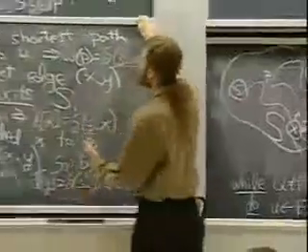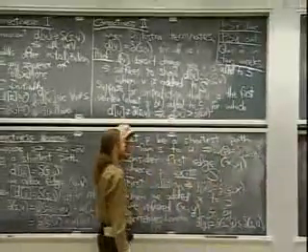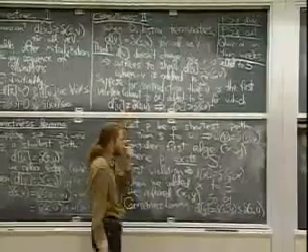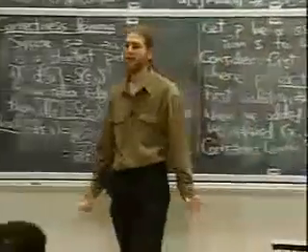Well, now I'm closer. I've got delta of s comma u now. Somehow I want to involve d of u. So I want to relate d of y to d of u. What do I know about d of u?